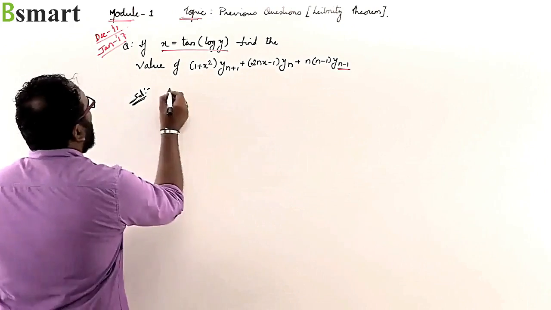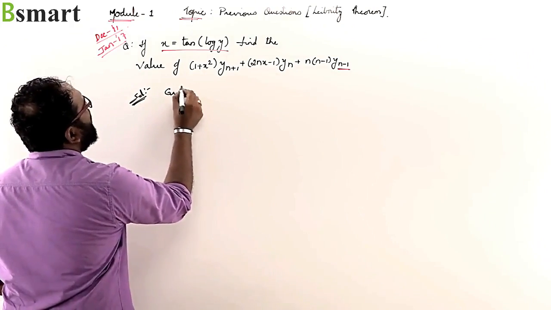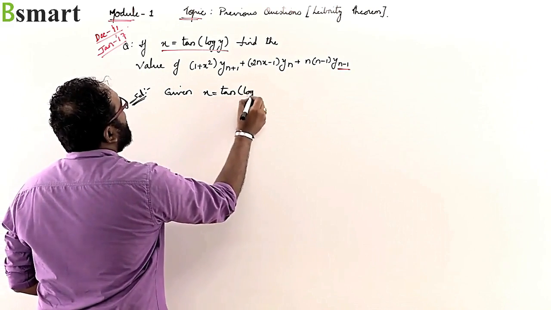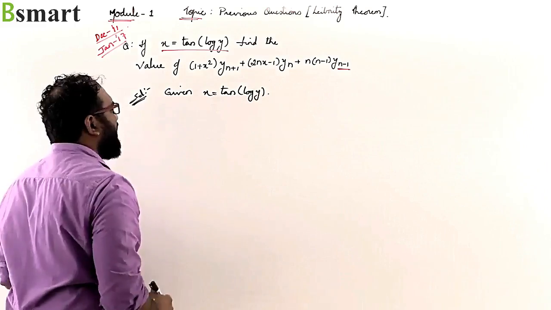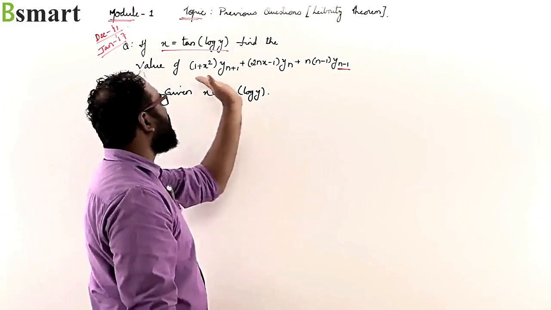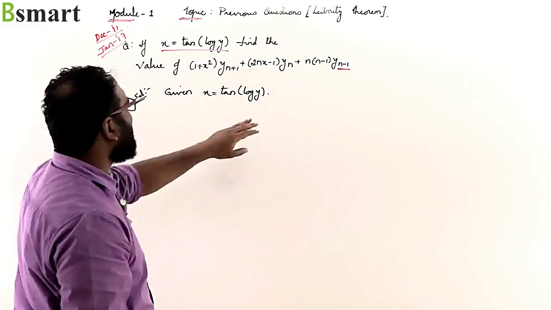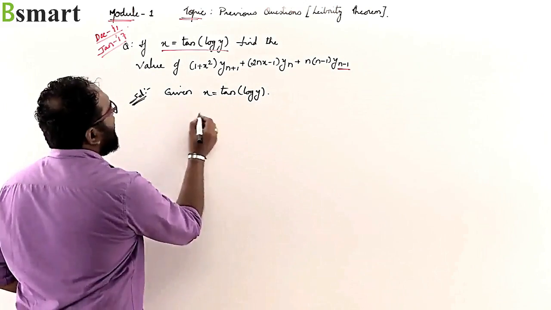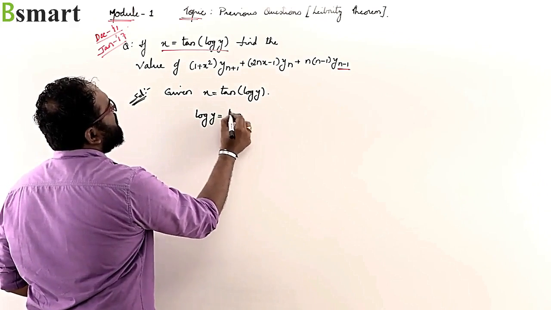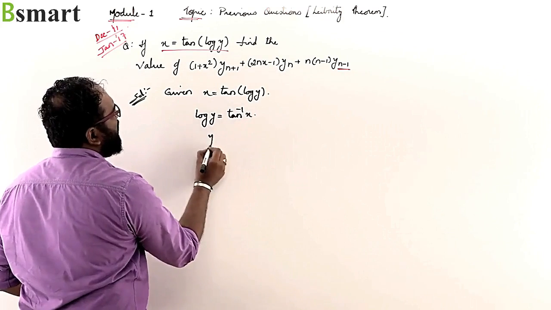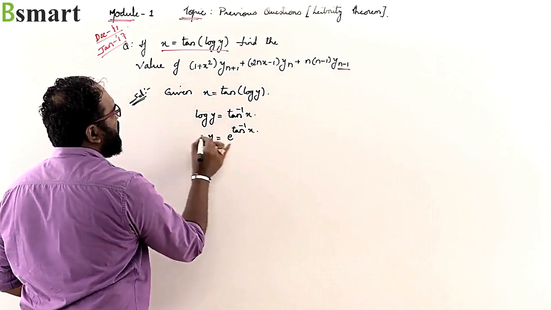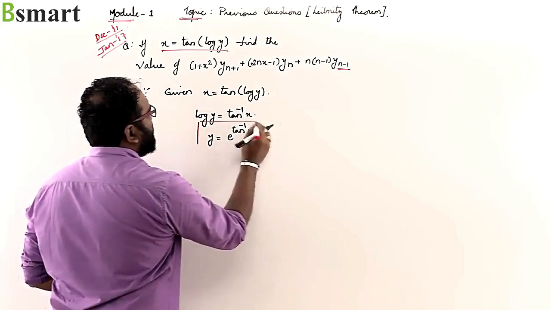So now, given the function x is equal to tan of log y. Since he gave x as tan of log y, we want a relation for y. So first, get the value of y. Can I write this as log y is equal to tan inverse of x, and in the same way y is equal to e to the power tan inverse x. So this is the value of y.